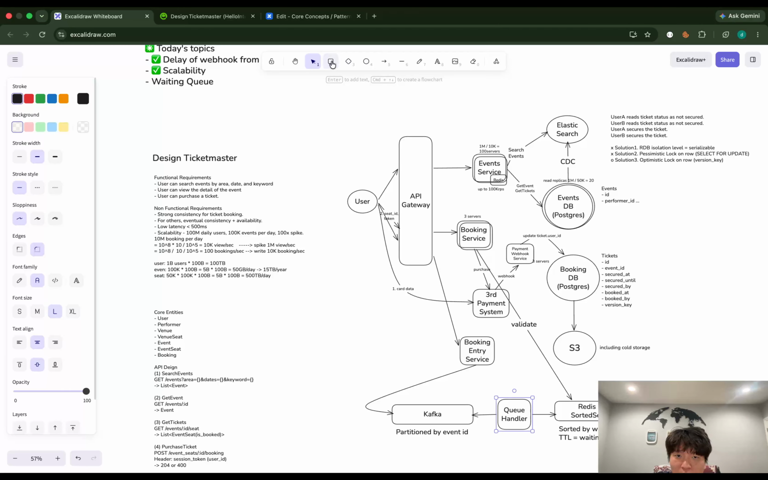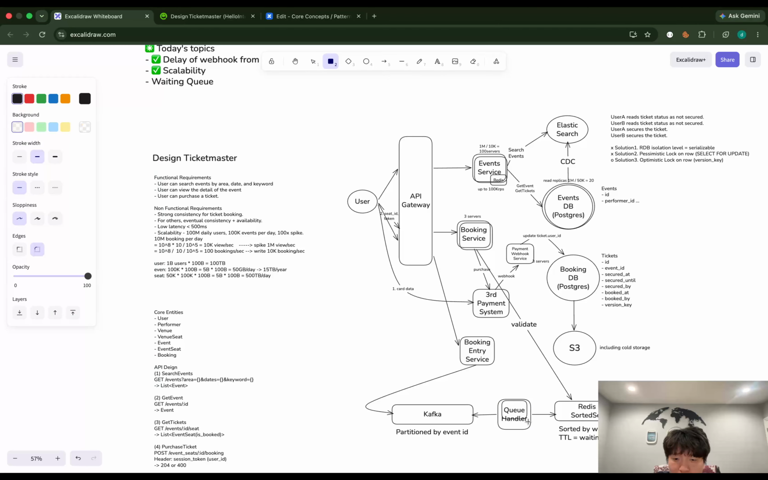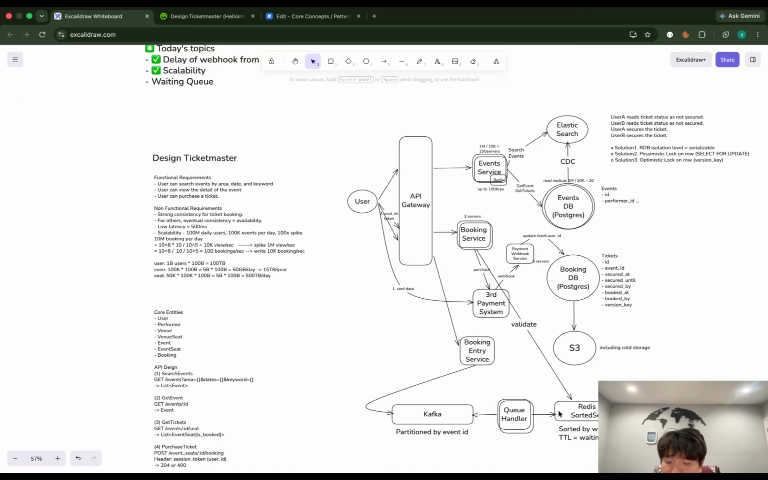Of course, per partition, there should be the consumer. In case of Kafka, so each of them handles it. And for Redis SortedSet, I can use a kind of prefix for the Redis SortedSet value. Yeah, so that's something I can do.